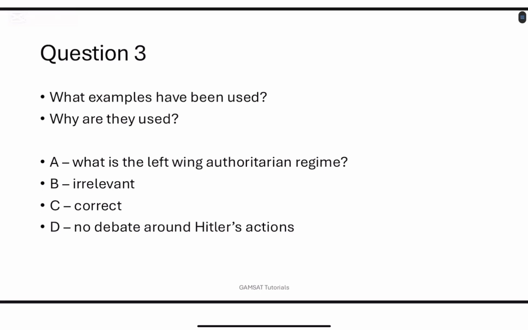So, what examples have been used? We've got the Australian settlement or invasion, whatever you want to call it, and then we've got World War II and Hitler. I think it goes without saying that the minute you bring up World War II and in particular Hitler, emotions rise.